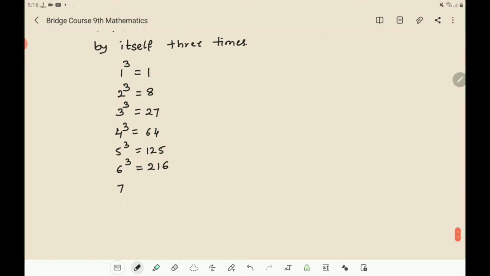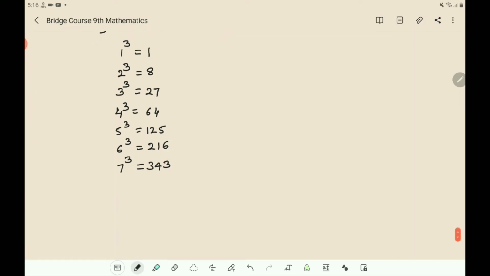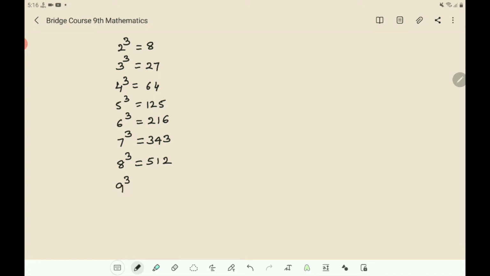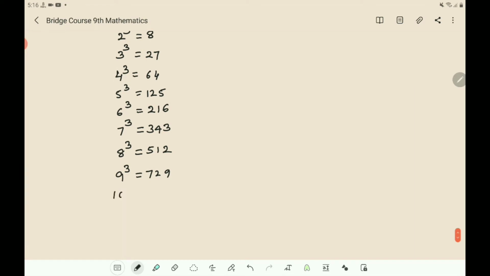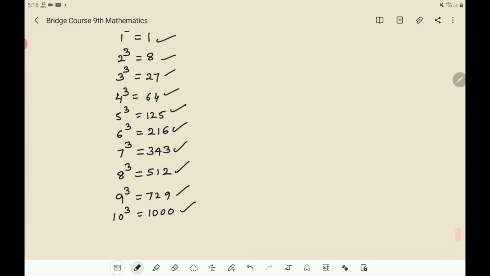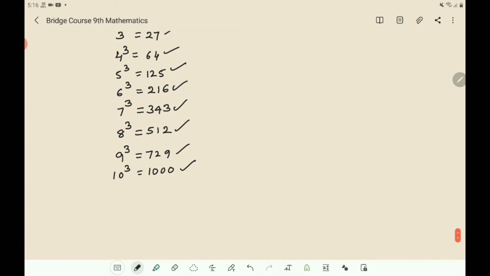216. Then 7 cube is 7 into 7 into 7, that is 343. Then 8 cube is 8 into 8 into 8, that is 512. Then 9 cube is 729, that is 9 into 9 into 9. Then 10 cube is 1000, 10 into 10 into 10. So these are cube numbers: 1, 8, 27, 64, 125, 216, 343, 512, 729, 1000. All these are cube numbers because they are the product of 3 equal numbers.